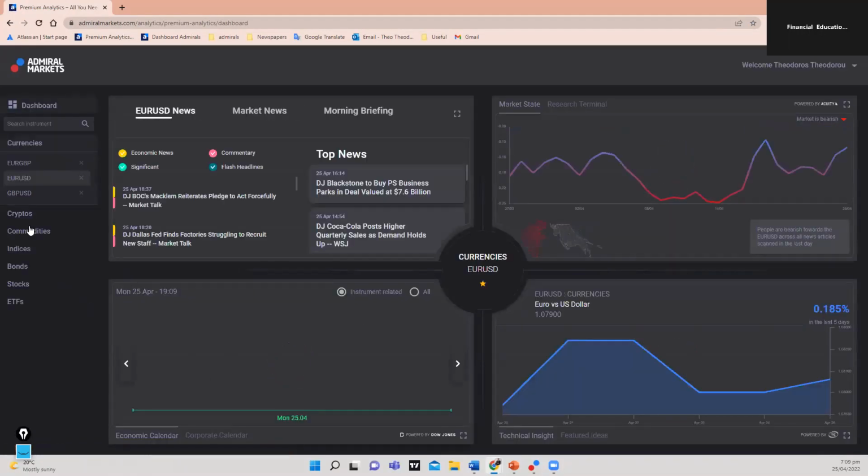in the portal. Okay, you will see on the left-hand side the instruments. You can search for any instruments. Currently, I have a few on my watch list here. You can add as many as you want. All right. Now, if you're trading commodities, indexes, stocks, you can use them here.